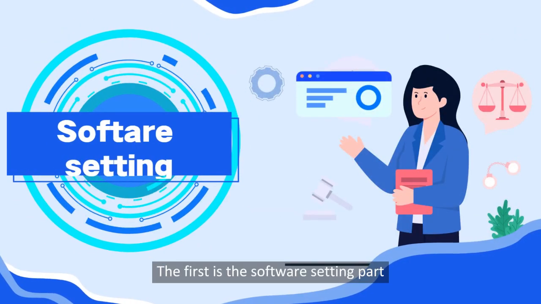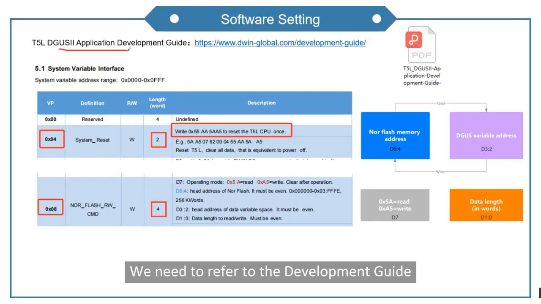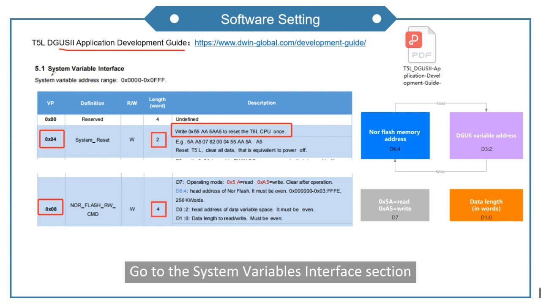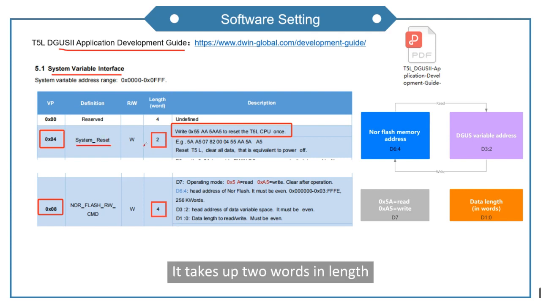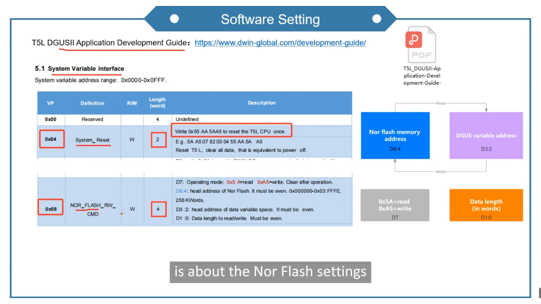The first is the software setting part. We need to refer to the development guide. Here's the link. Go to the System Variables Interface section. Address 04 is used to reset the CPU. It takes up 2 words in length. Address 08 is about the NOR flash settings. It's 4 words long, equal to 8 bytes.